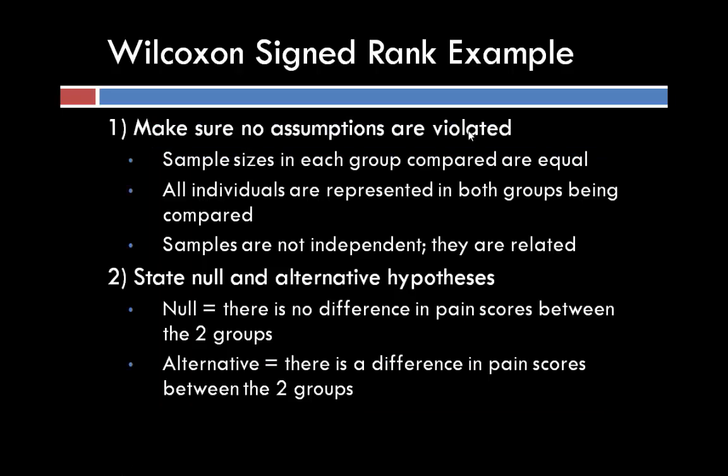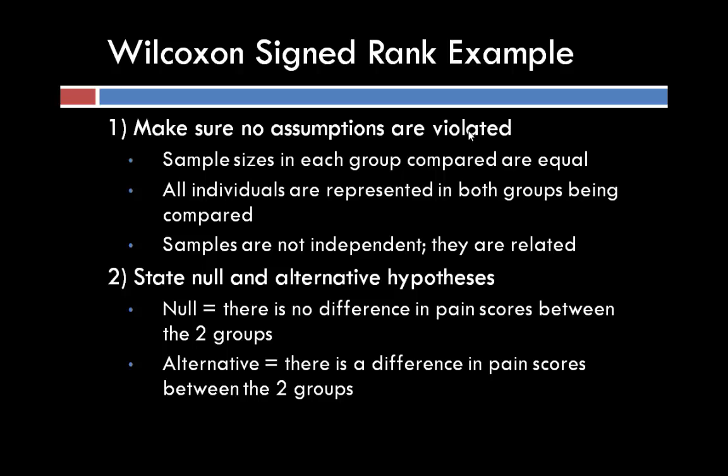So like we've done with other statistical tests, we want to make sure that no assumptions are violated. So sample sizes in each group compared are equal, and this is because we're using the same patients in both groups. So the same patients are receiving both the placebo as well as the drug. And all individuals are represented in both groups being compared. And since we're using the same group of patients for both the placebo and the drug, they are not independent, so they are related. We want to state the null and alternative hypotheses.